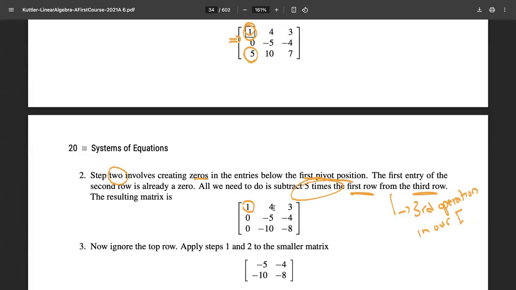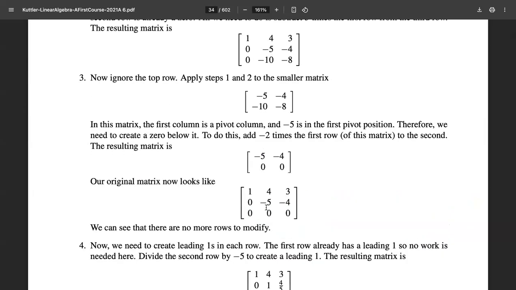And now we have completed steps 1 and 2. So we ignore the first row and the first column, and we take this smaller square matrix and apply the steps to it. We redo steps 1 and 2 on the smaller matrix. In the smaller matrix, the first column is the pivot column because it's non-zero.